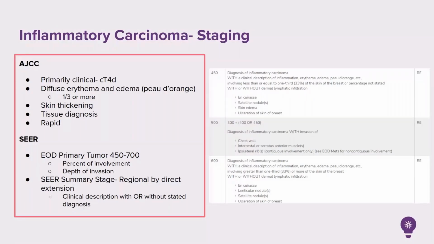However, an underlying mass may or may not be palpable. A tissue diagnosis is required to demonstrate that there is invasive carcinoma within the parenchyma of the breast or the dermal lymphatics. The tissue diagnosis is also important to obtain the ER, PR, and HER2 and the grade to assign the prognostic stage group. Again, this category can only be used if the onset of symptoms is rapid, 6 months or less. SEER collects the staging information of inflammatory carcinoma within EOD primary tumor and the SEER summary stage. Inflammatory carcinoma is collected in codes 450 through 600, and the assignment of these is dependent on the percentage of the involvement.